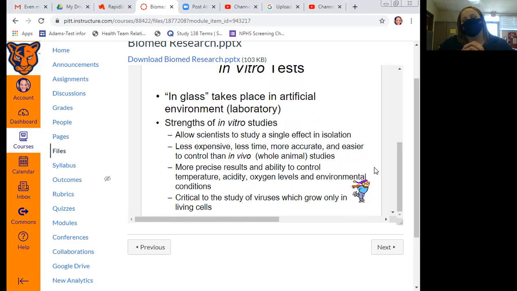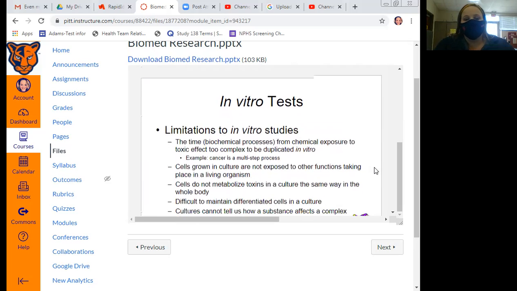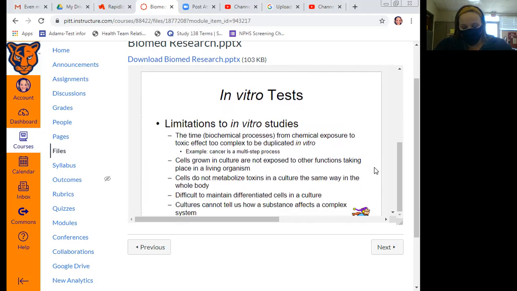And of course, it's critical because skin is a living organism, to a degree. It's really critical in events where we're studying a virus and the virus only grows in a living environment, because we can simulate that in our culture plate. Does that make sense? Okay. So those are the strengths of in vitro. We're going to move on to the limitations.